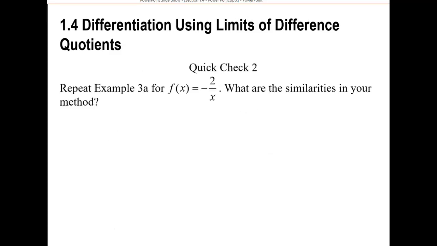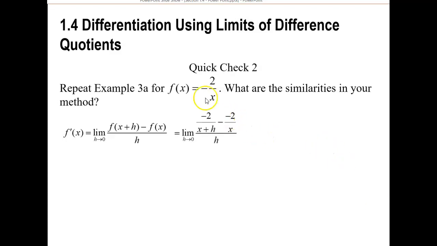All right, here we're going to repeat example 3a. In other words, finding the derivative of this function. Instead of using the function 3 over x, we're going to use negative 2 over x. And then since it's similar, they're asking what are the similarities in the method. All right, so our formula for f prime is the same. F prime of x is equal to the limit as h approaches 0 of f of x plus h minus f of x divided by h.